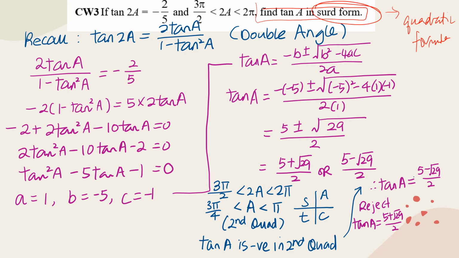All right, so to summarize, the concept involved here is apply the double angle, do a cross multiply, get a quadratic equation involving tangent, involving the trigo functions. Right, if the question says find something in surd form, then you have to use quadratic formula because your answer would not be exact. Otherwise, you can usually factorize it to get a rational number.